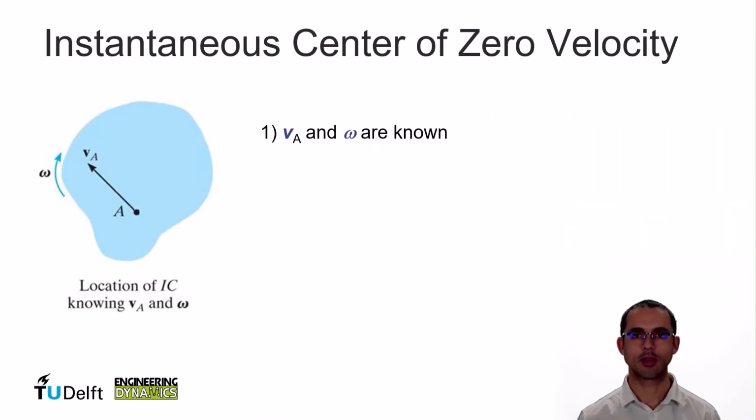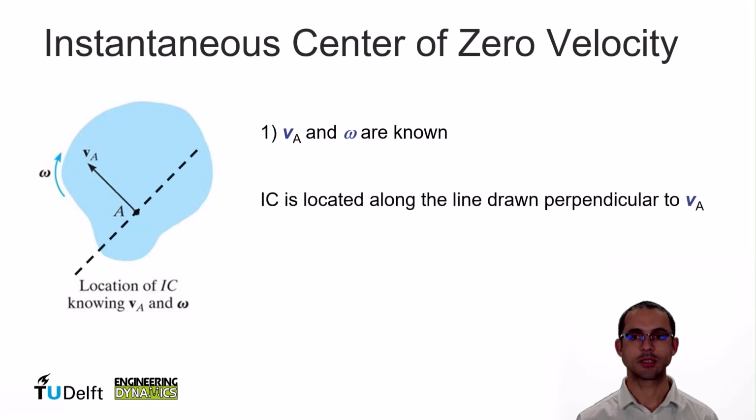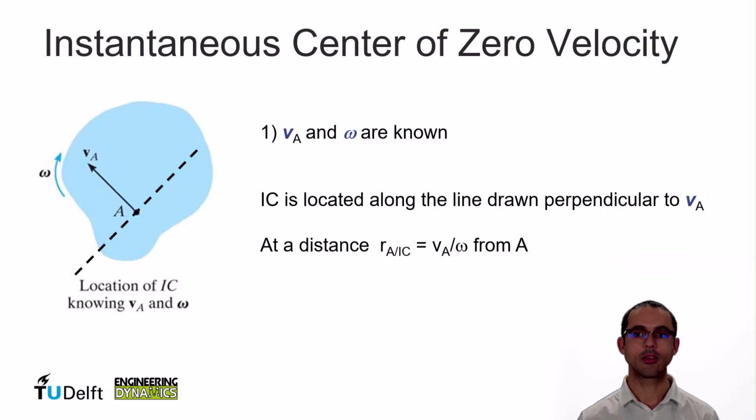In this first possibility, we know the velocity at one point, denominated point A, and we know the angular velocity of the rigid body. Since the rigid body is rotating about the IC, we know that the velocity vector at any point must be perpendicular to the relative distance about the IC. So we already know that the IC must be located along this dashed line. The distance of the IC about point A can be easily calculated using the magnitude of the velocity vector at point A and using the magnitude of the angular velocity.